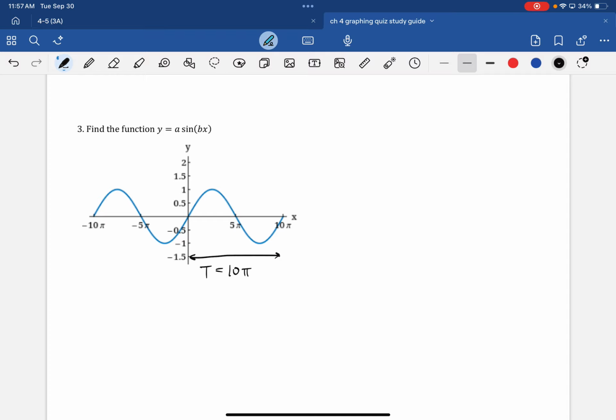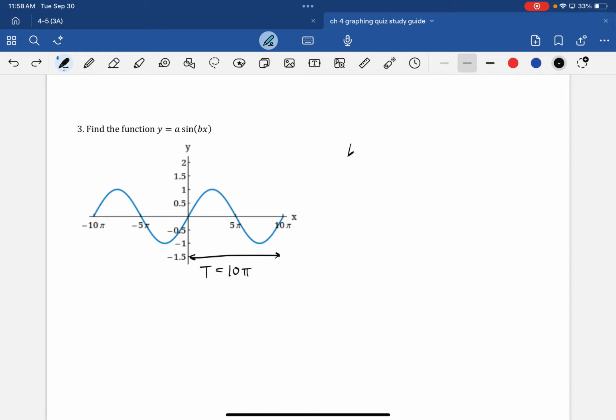Period is 10 pi, because that's the amount that it takes for one cycle. Be careful, the period is not 5 pi, okay? Even though it intersects the x-axis again at 5 pi, the period is actually 10 pi. You have to go one entire cycle.